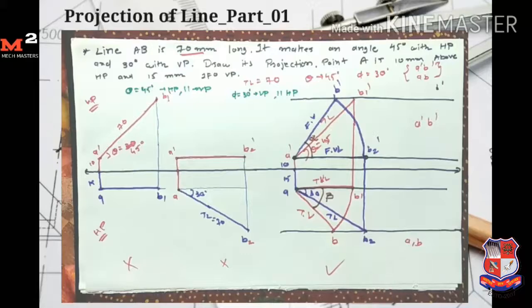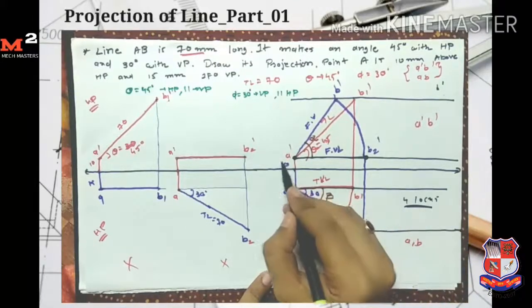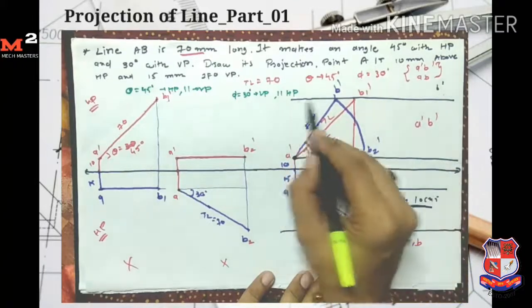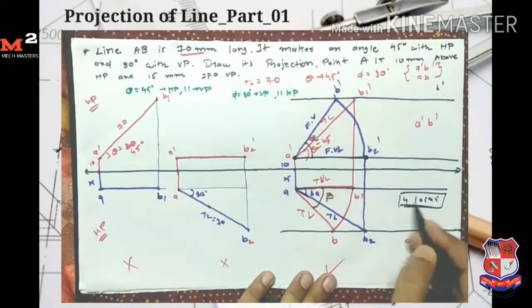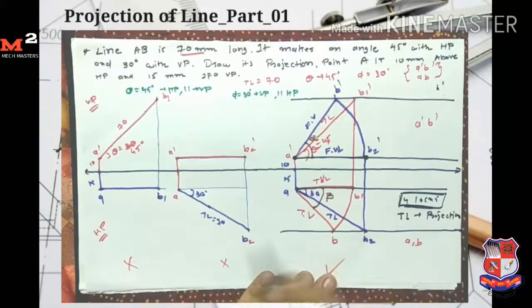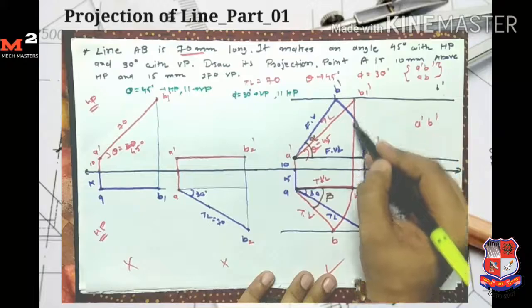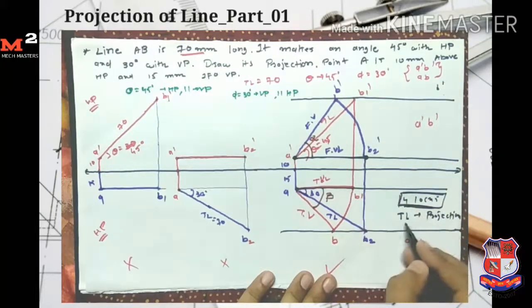For solving any problem of projection of line, first we require to find the four locus. Four locus means locus of point A dash, locus of B dash, locus of point A and locus of B. After getting four locus I simply draw the projection from the true length. For example, here from true length I draw the projection. Similarly here from true length I draw the projection. So from true length we always draw the projection.